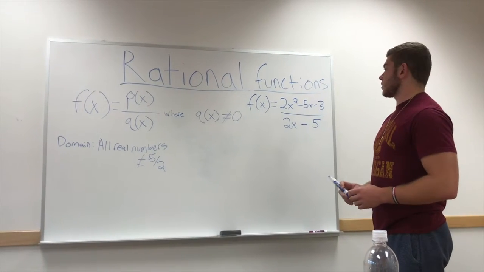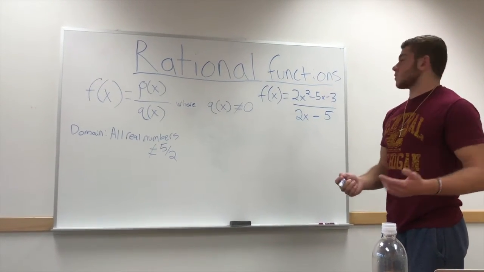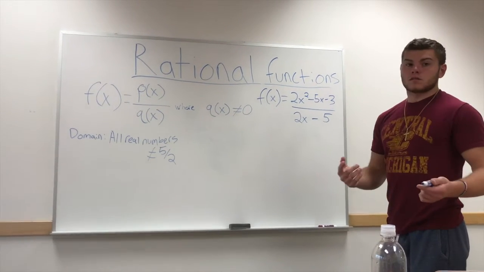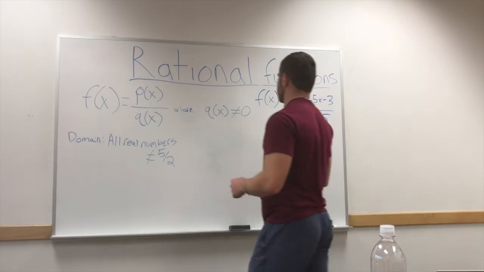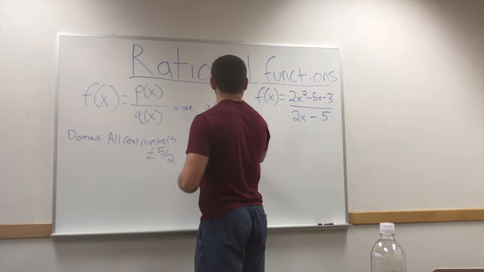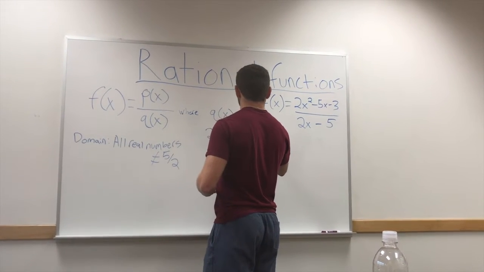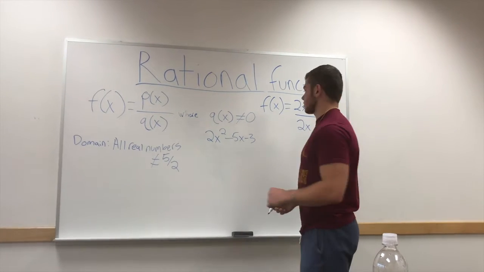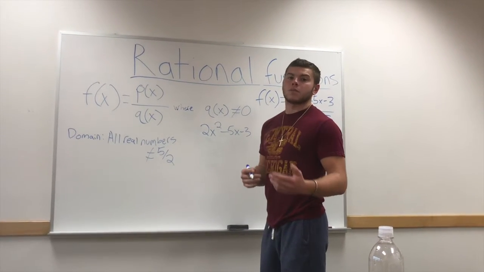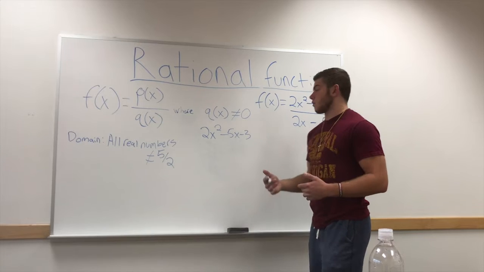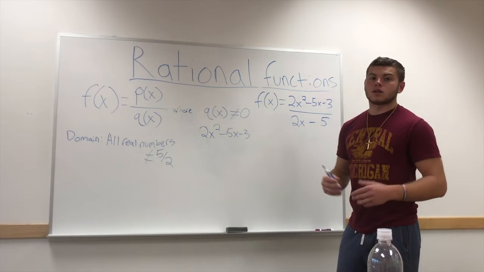So now that we have the 0 of the denominator, what are we supposed to do with the top? Same thing. We're going to take 2x squared minus 5x minus 3. We're going to set that equal to 0. Or, if it's possible, we'd like to factor it. So this is factorable. So I'm going to go ahead and do that.